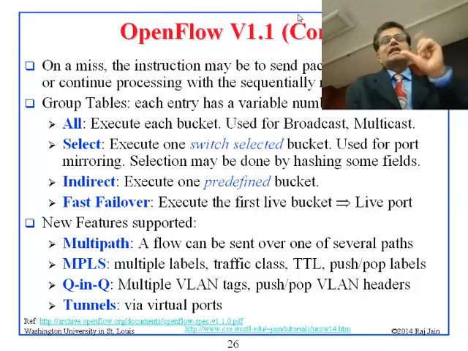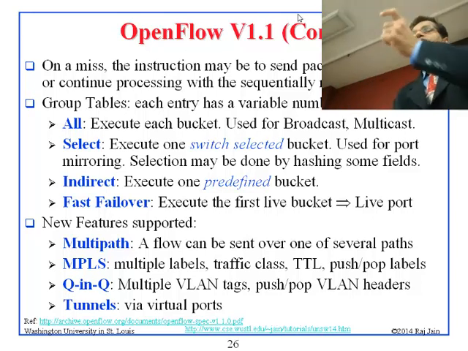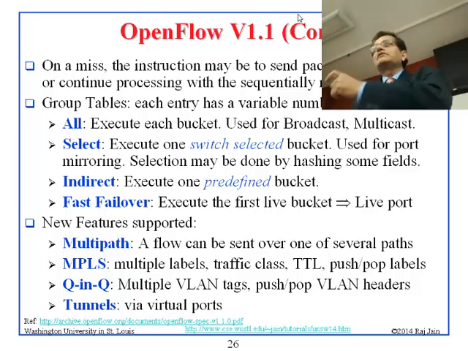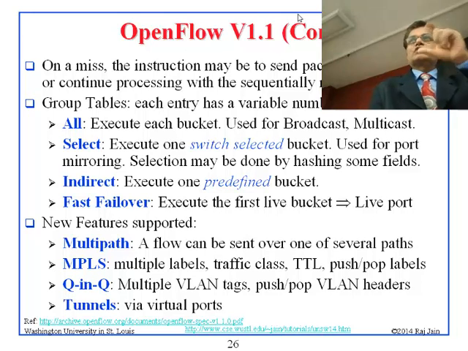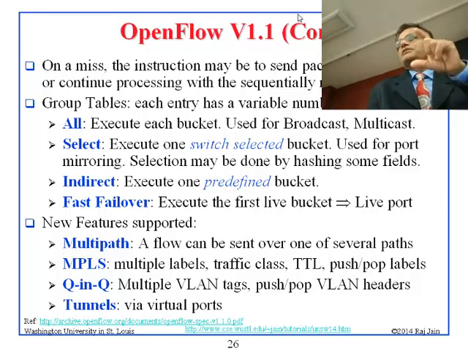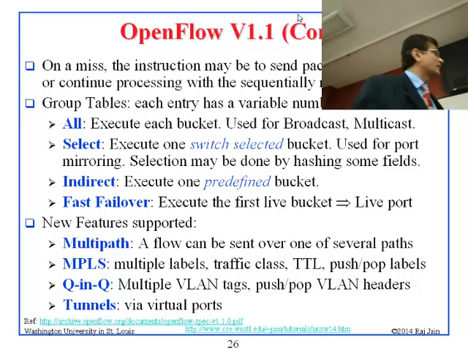You can say, change the MPLS label to this and then send to this port, change the MPLS label to that and send to that one. MPLS labels are switched, so they are modified at every hop. Here you can do all that before forwarding. Select: you do a selective bucket. Indirect: execute one predefined bucket. Or fast failover: just find the first live bucket and send it to that live port.